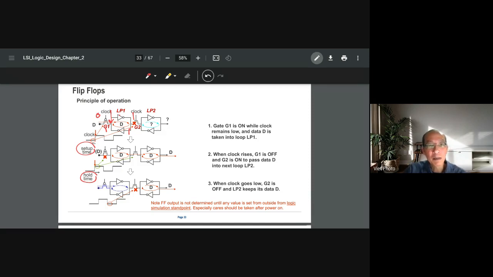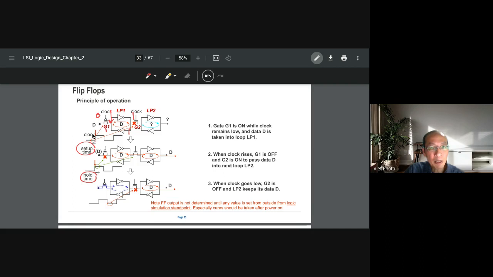Okay, but the point I want to explain is the setup time and hold time. Setup time is that the data needs to be stable at least before the clock edge, because you can see the clock here, right?